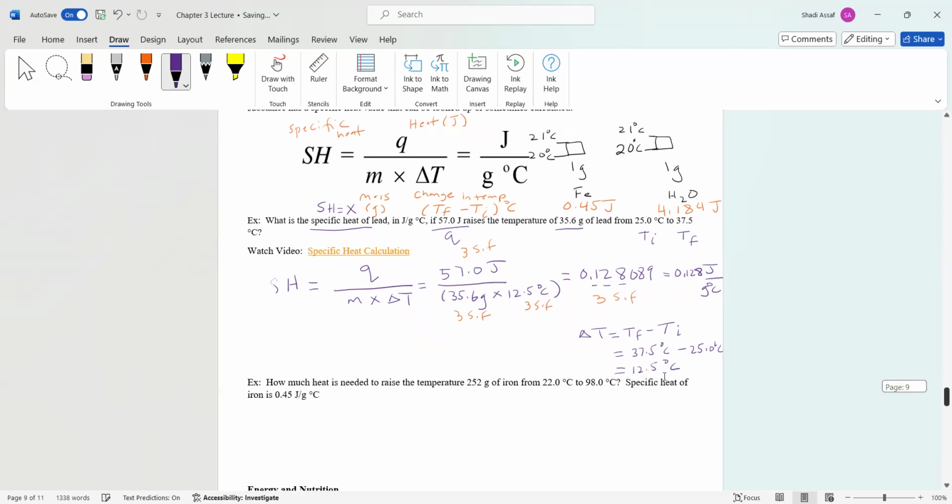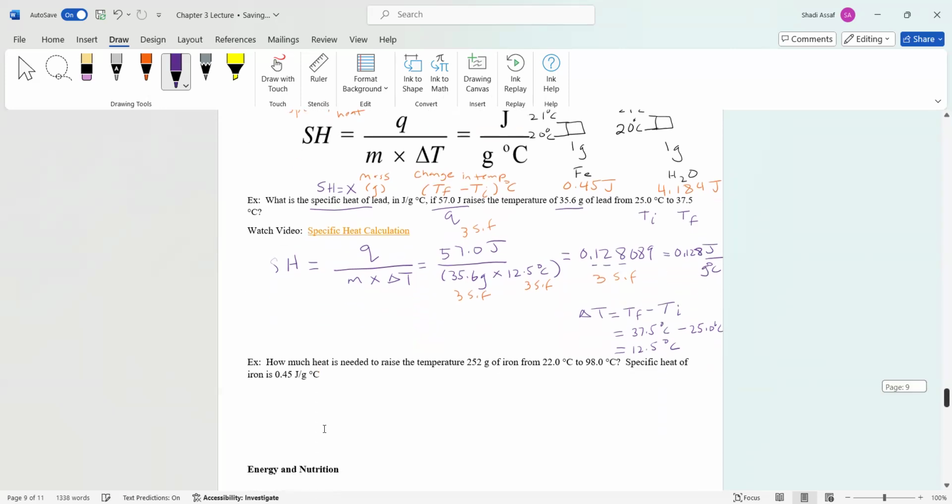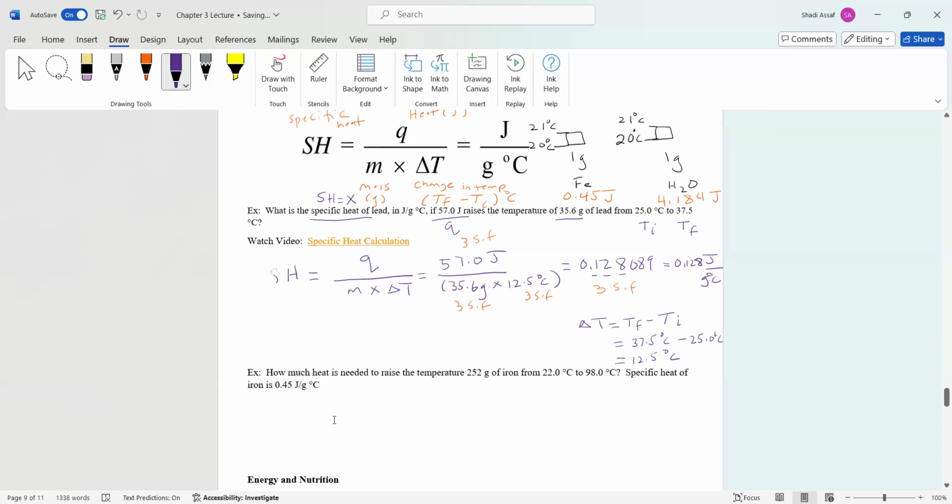Now I suggest for the next question that you pause and actually attempt to do it. It's really just rearranging this equation. So I'll write down the equation for you because now we're looking for heat. If you just do some mathematical manipulation here, you get Q equals M times SH times delta T. So you can pause the video and think about how you would solve this. And then when you come back, you can look at the answer. So pause the video now and work through this problem.